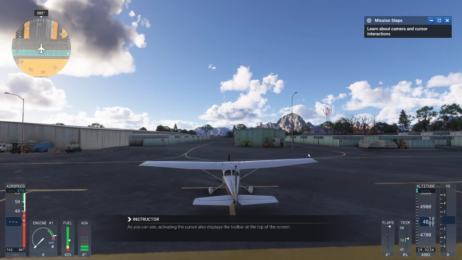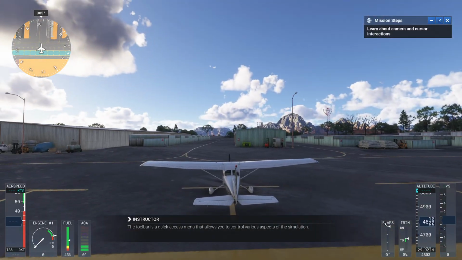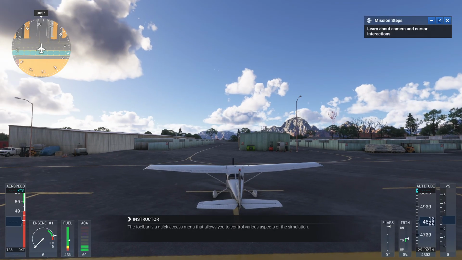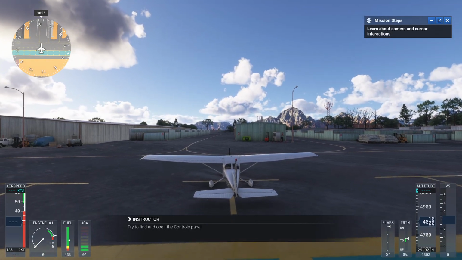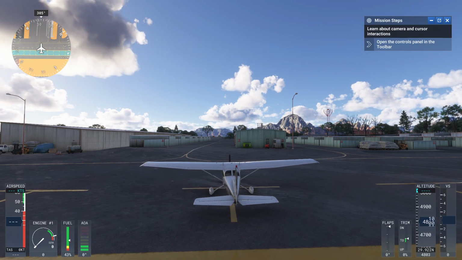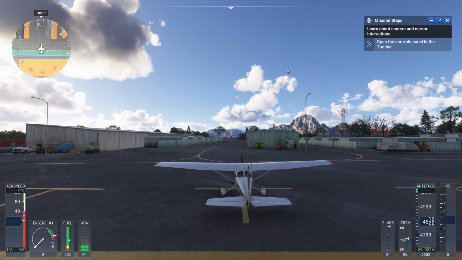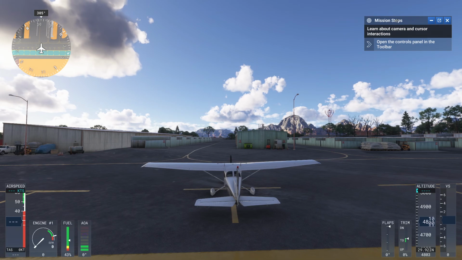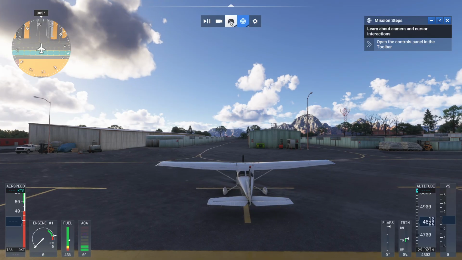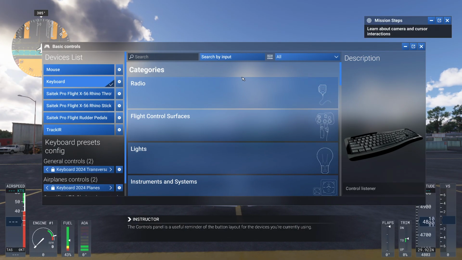As you can see, activating the cursor also displays the toolbar at the top of the screen. The toolbar is a quick access menu that allows you to control various aspects of the simulation. Try to find and open the controls panel. The controls panel is a useful reminder of the button layout for the devices you're currently using.